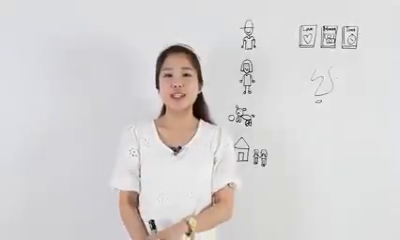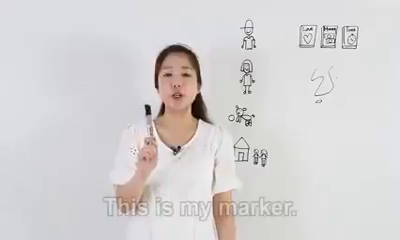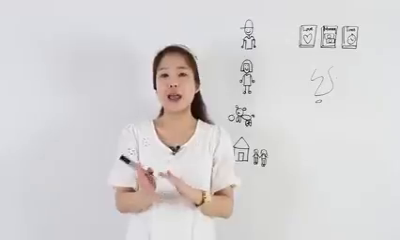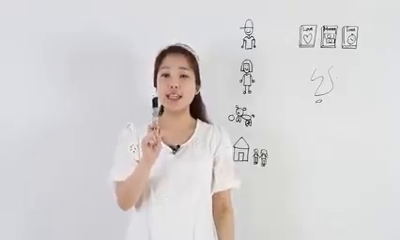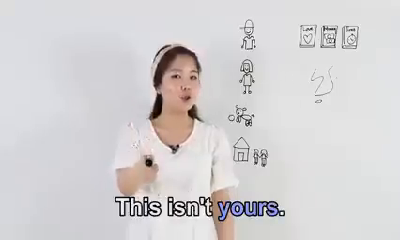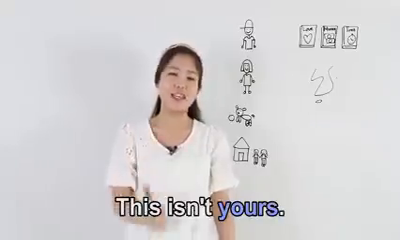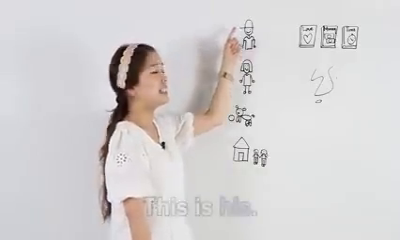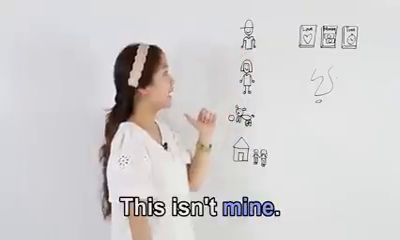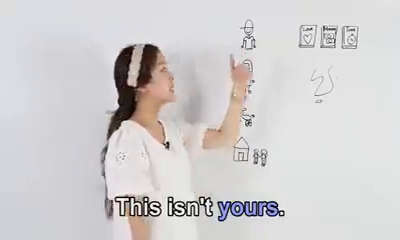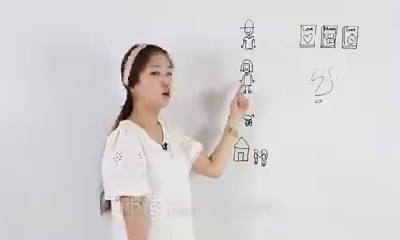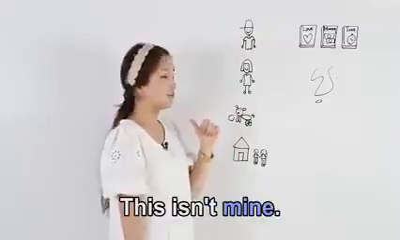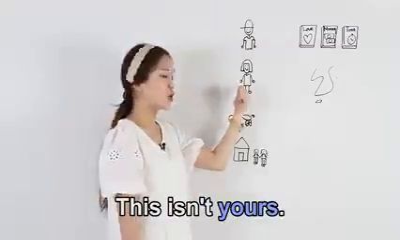Okay, let's practice together. Now, this is my marker. But with possessive pronouns, you do not have to put a noun after, okay? So I can say, this is mine. This isn't yours, this is mine. Okay, let's look at the board. This boy has a hat. So we say, this is his. This isn't mine. This isn't yours. This is his. The girl has a dress. This is hers. This isn't mine. This isn't yours. This is hers.